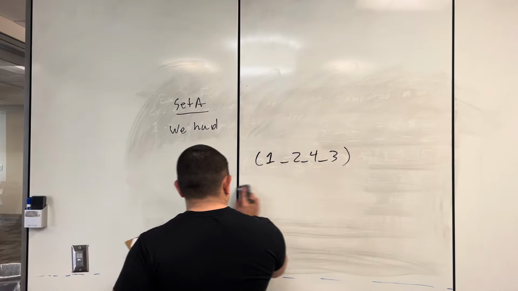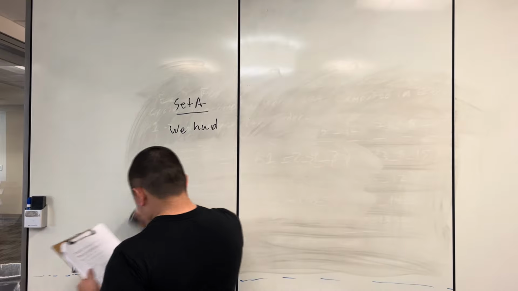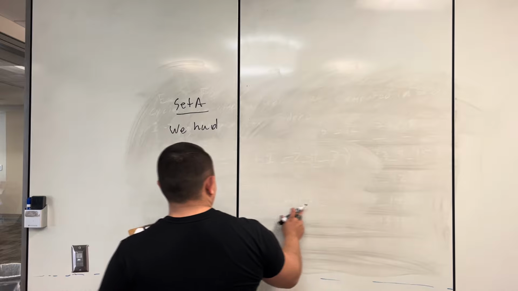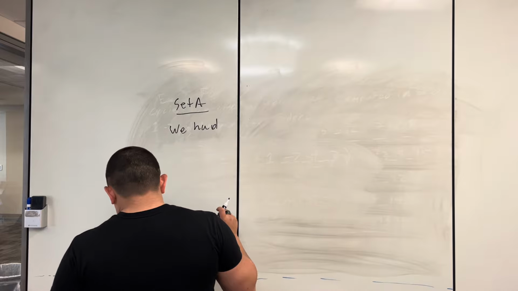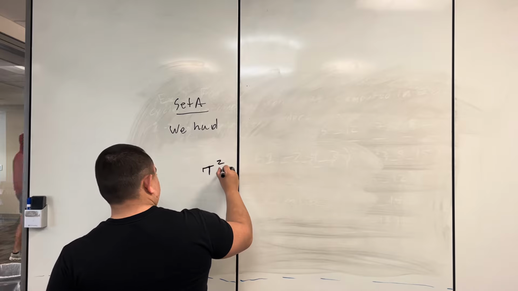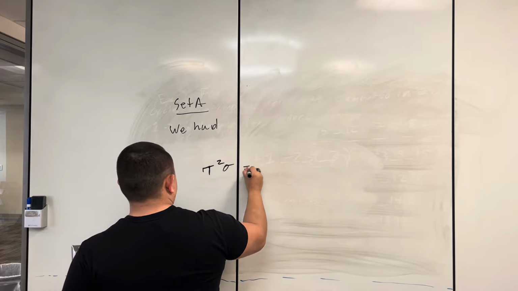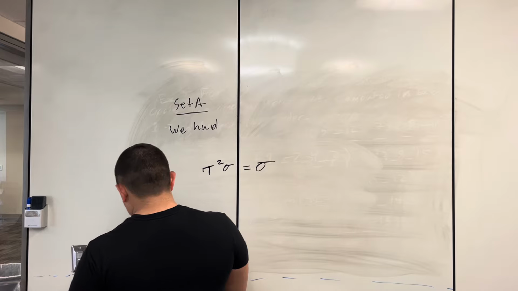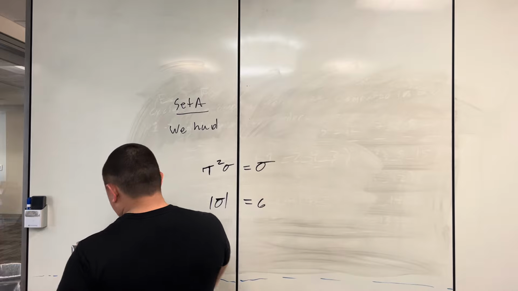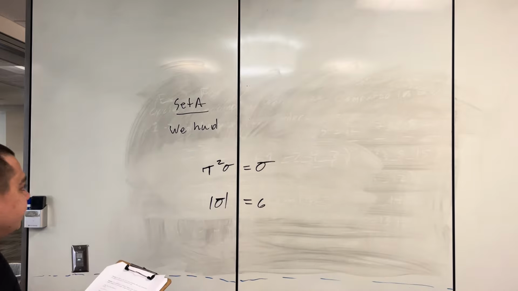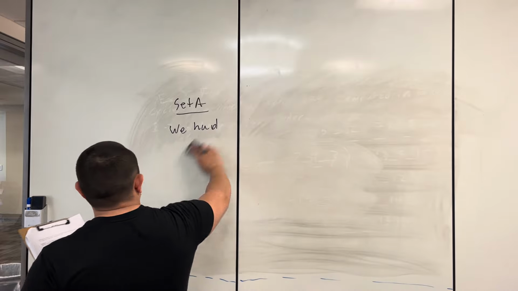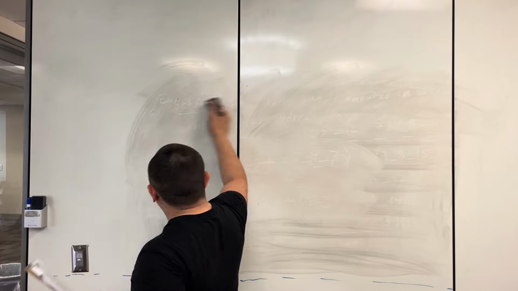Now let's go on to the next one. Actually, my brain is going foggy, but let's go on to this last one here, which is tau squared sigma, which is equal to sigma. So that, of course, is just equal to the order of sigma, which is 6, as we determined earlier. So nothing more to really show for set A. Now let's move on to set B, where things get a little more interesting.